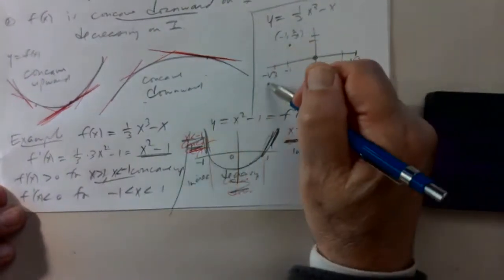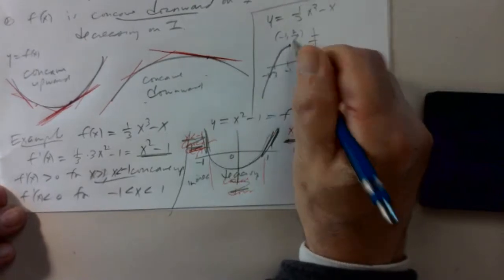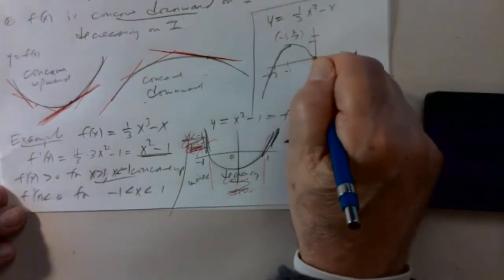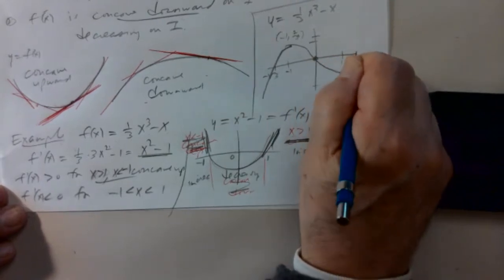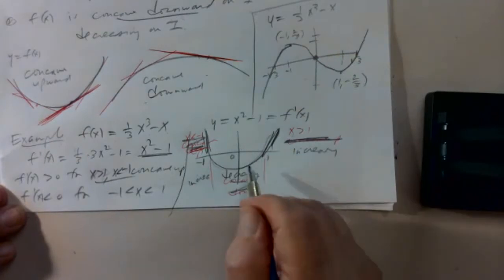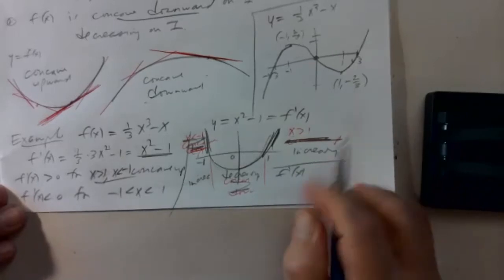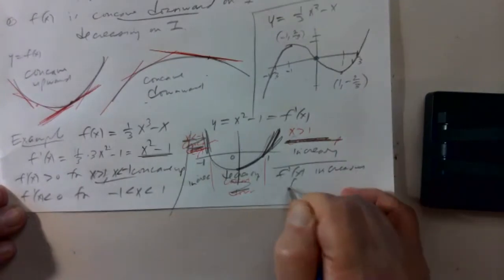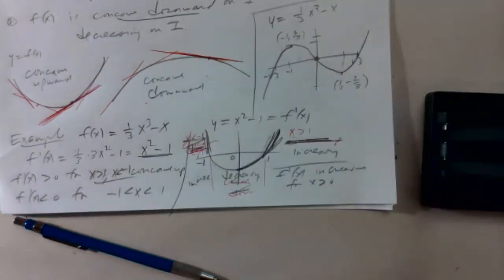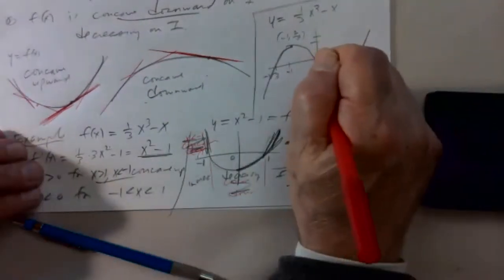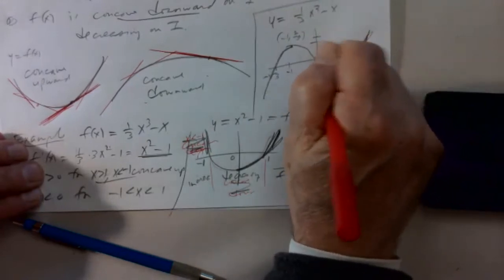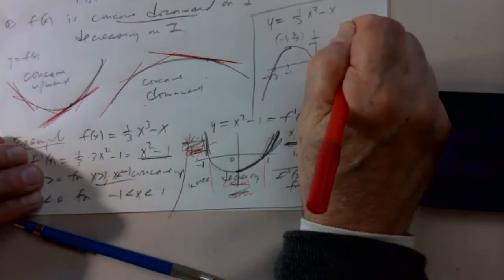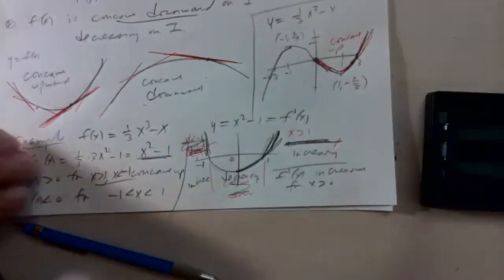So the function is going up until it gets to minus 1. Then it's going down until it gets to plus 1. And then it's going up again. So f prime of x, this is the graph of f prime of x, is increasing for x bigger than 0. So for x bigger than 0, I'll put it in red, this is concave up. I'll just say concave up instead of concave upwards.